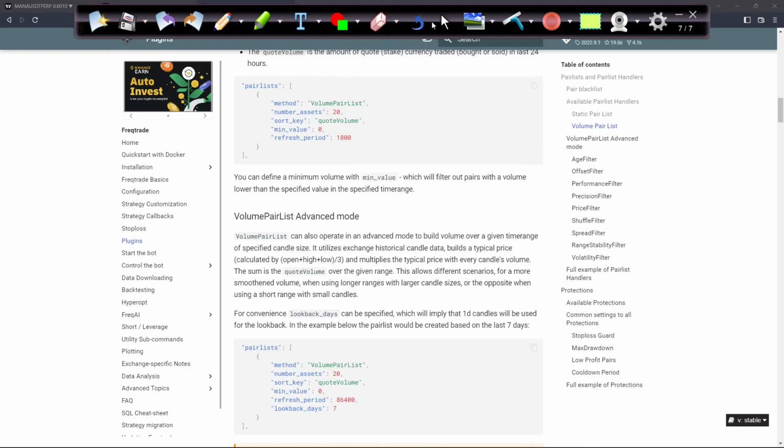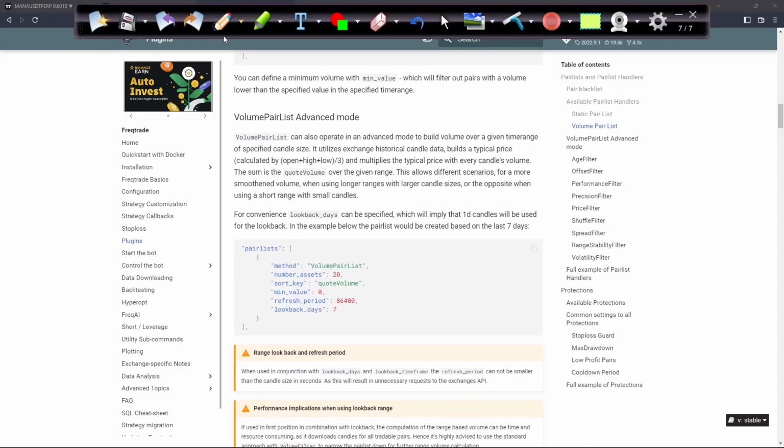Okay, now what we have is, you can define a minimum volume with minimum value which will filter out pairs with a volume lower than a specified value in a specified time range. Oh yeah, so it's a second, I mean that refresh period.